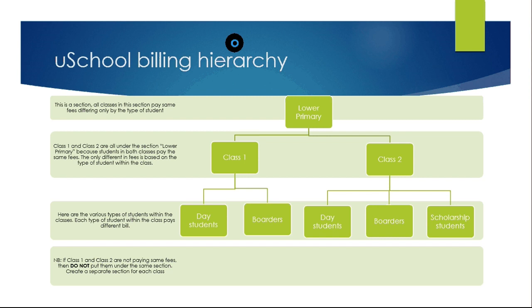That is to say, for instance, we have day students in class 1 and boarders in class 1. We have day students in class 2 and boarders in class 2, and we have some students on scholarship also in class 2. Basically, what this structure means is that day students in class 1 and day students in class 2 pay the same fees. And the same applies to boarders in class 1 and boarders in class 2. Scholarship students in class 2 also pay different fees.